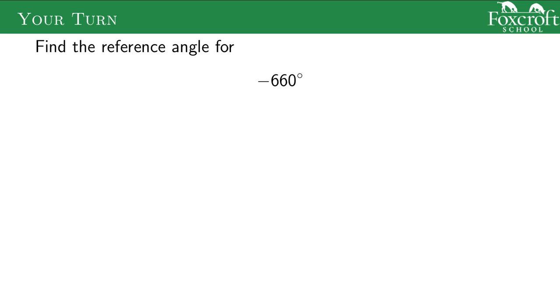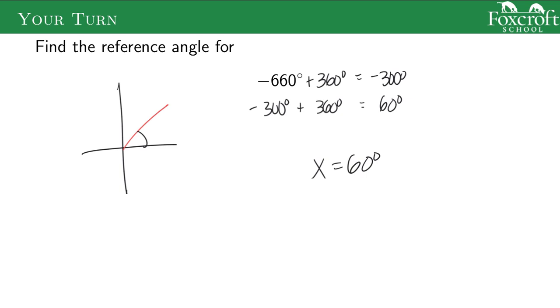All right, so here's one for you to try on your own. Find the reference angle for negative 660 degrees. And I'll show you the answer in 3, 2, 1. All right, so hopefully the first thing you did was add 360 to your angle twice to make it a positive angle between 0 and 360. Now that I know the angle is 60 degrees, it's in quadrant 1. And quadrant 1 is the best one because the reference angle is just the angle. So in this instance, the reference angle is 60 degrees.